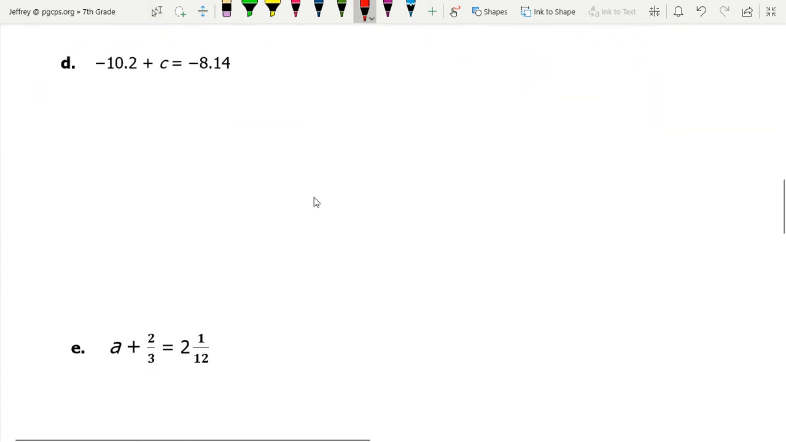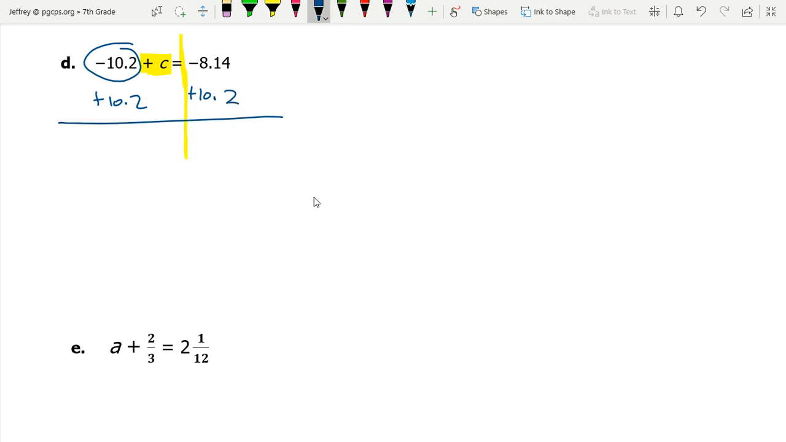Letter D. So for this case, our variable is on the second term on the left side of the expression. Now there's two sides. Now, what are we undoing? Are we undoing the positive or this negative 10.2? Yes, we are undoing the negative 10.2. So what's the opposite of negative 10.2? A positive 10.2. Whatever you do on one side, you do on the other, a positive 10.2. Why? Because we need to isolate the variable, which is c, keep c by itself.